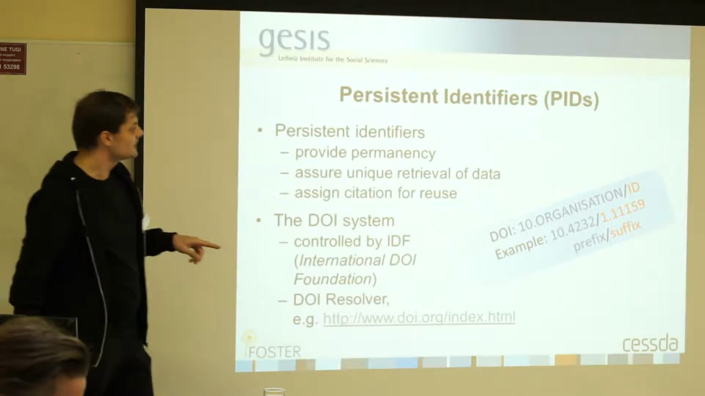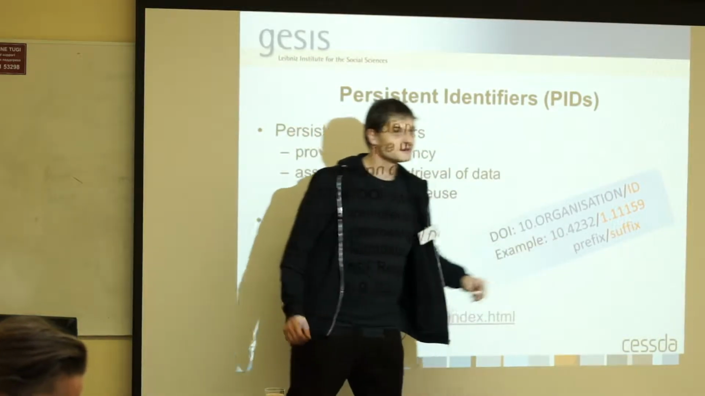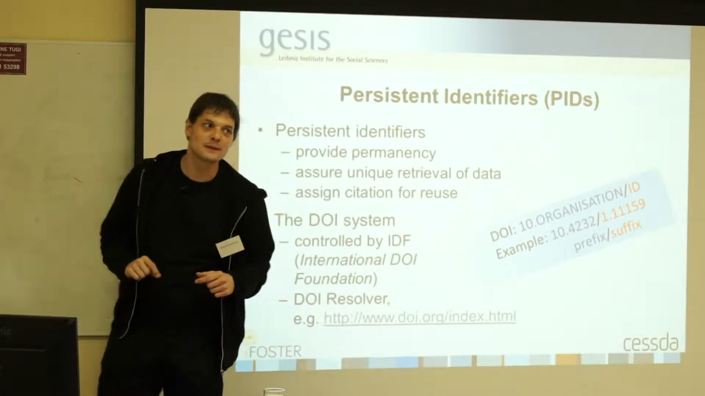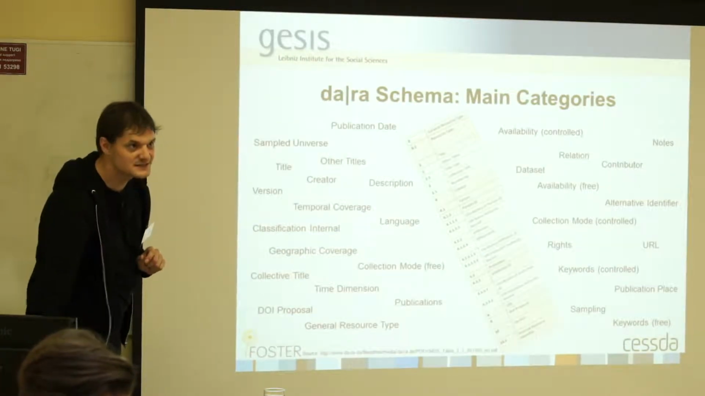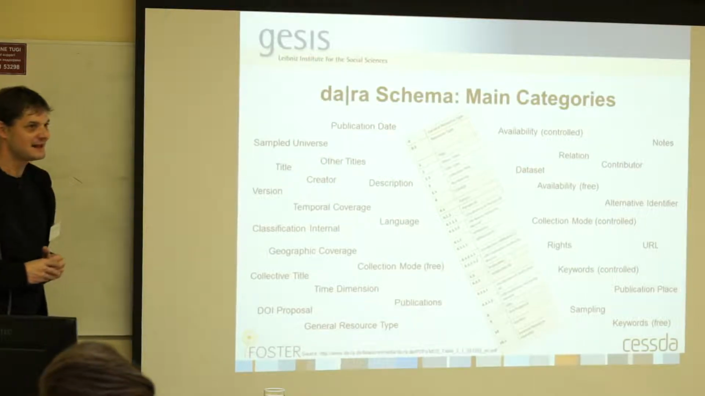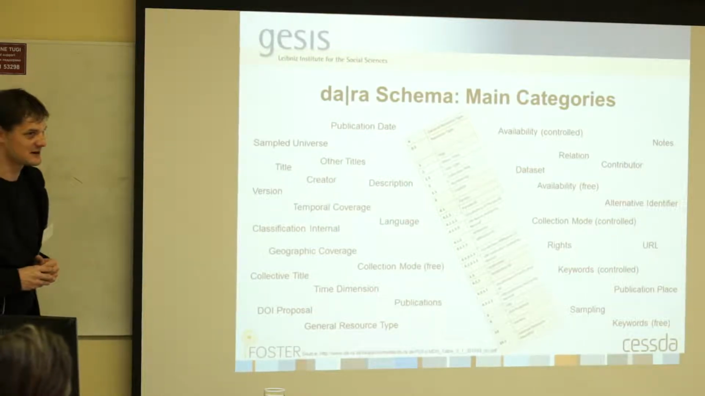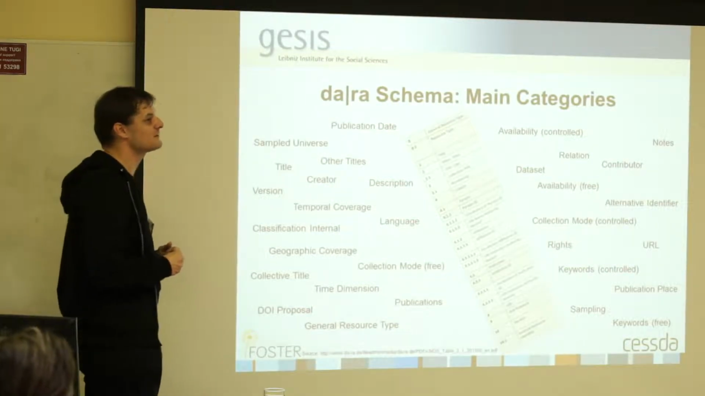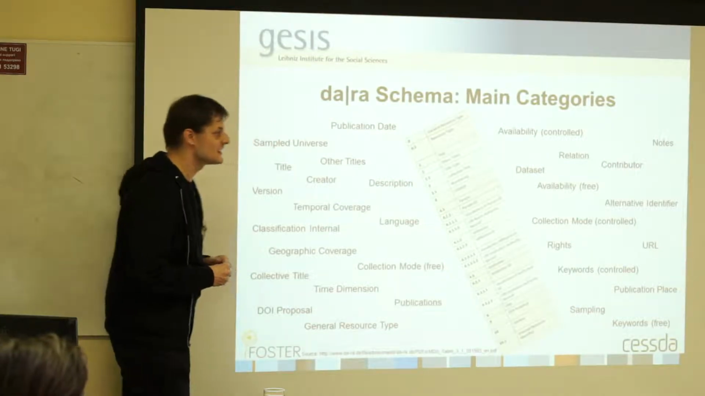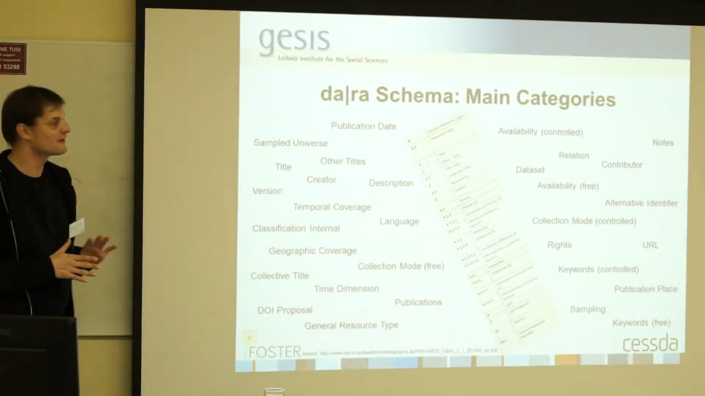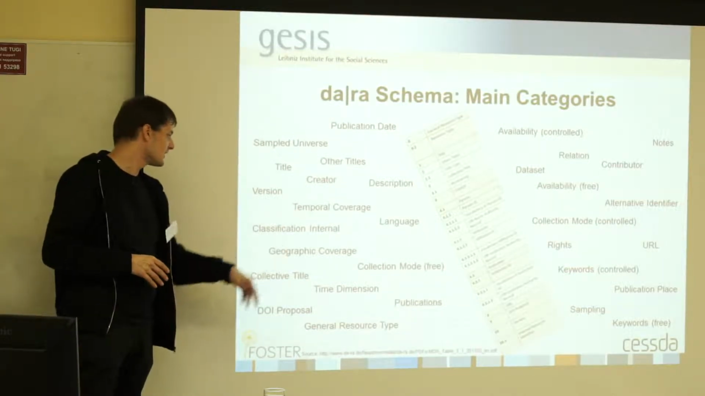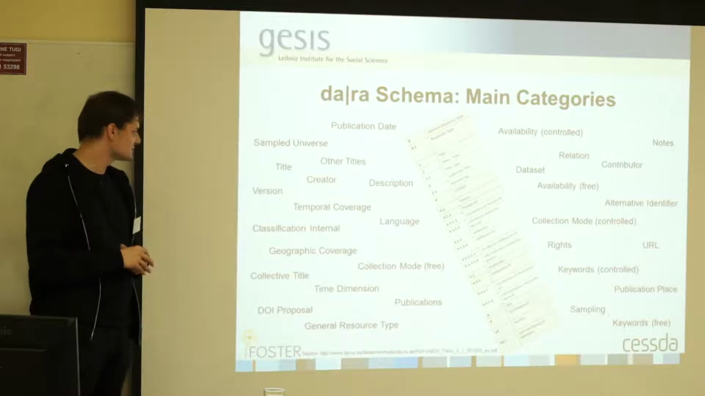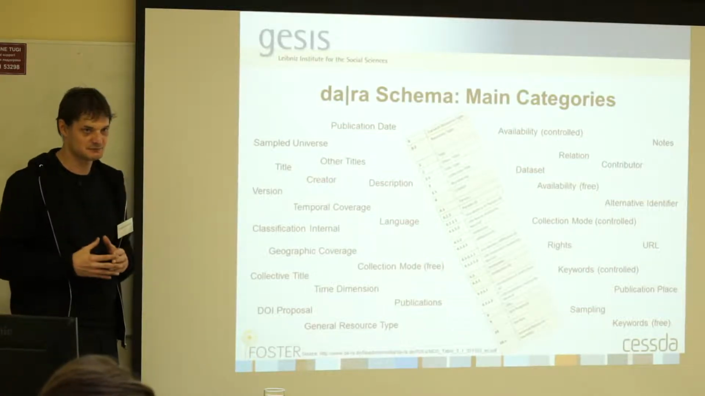So as I mentioned already, this number here refers to Ddr, the German registration agency, and now we are back to DataCite and back to metadata. This is the metadata scheme of Ddr. This is what you might document about your data set, but it is not what you have to document about your data set, okay? So there's a lot of information collected in the Ddr scheme in the main categories, like the temporal coverage, the classification international, the version, and all this stuff.